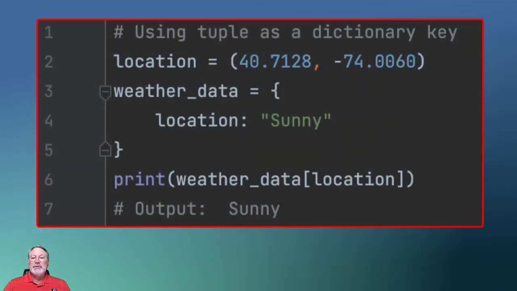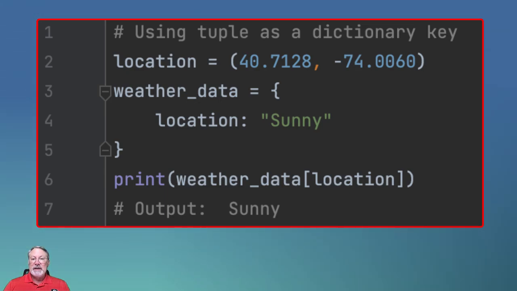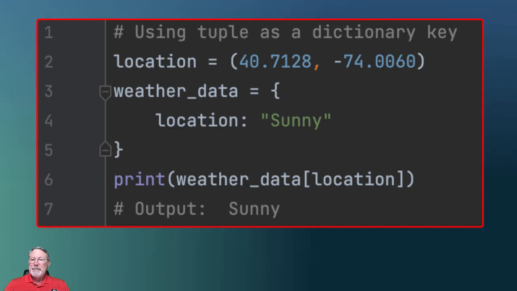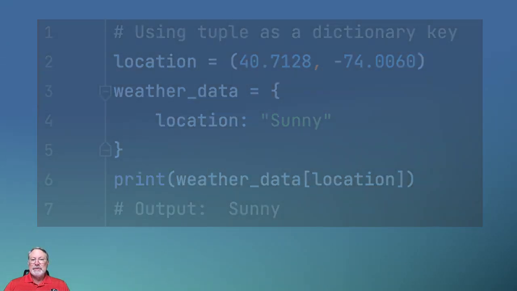A tuple can be used in multiple ways in your code. This example shows how a tuple can be used as a dictionary key. This example can be very useful when locations need to be specified with multiple values.